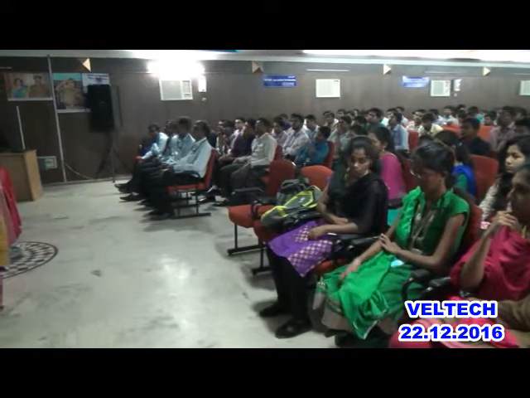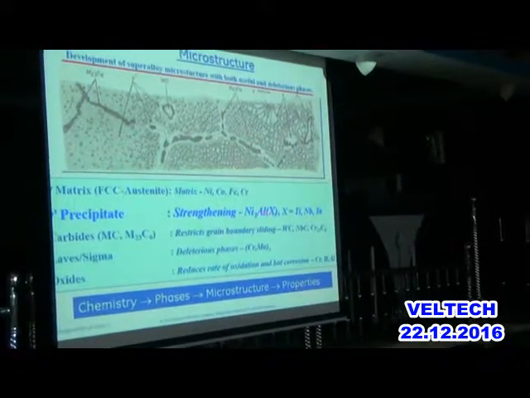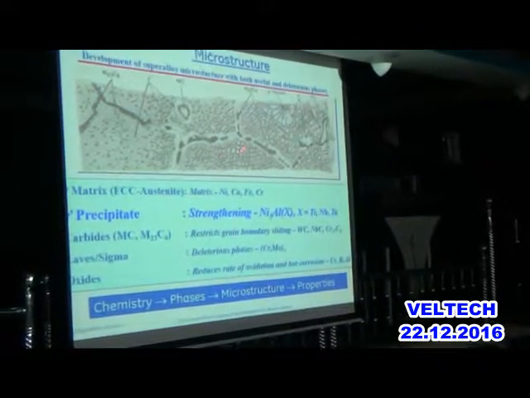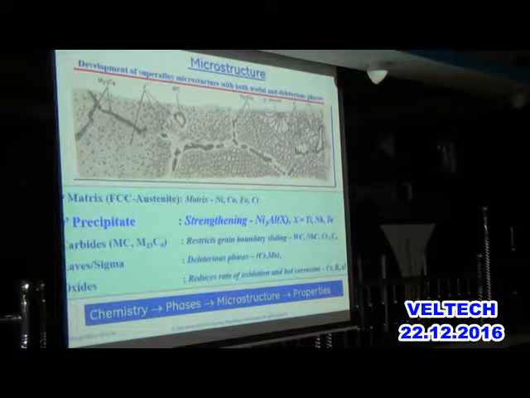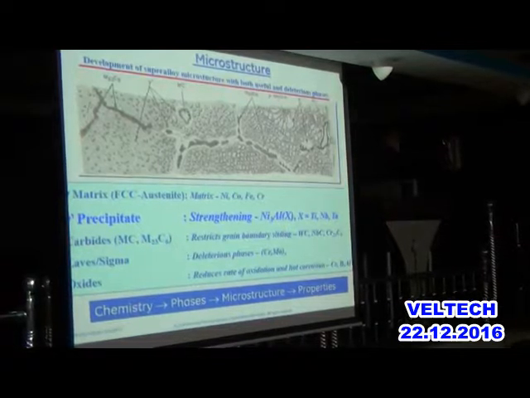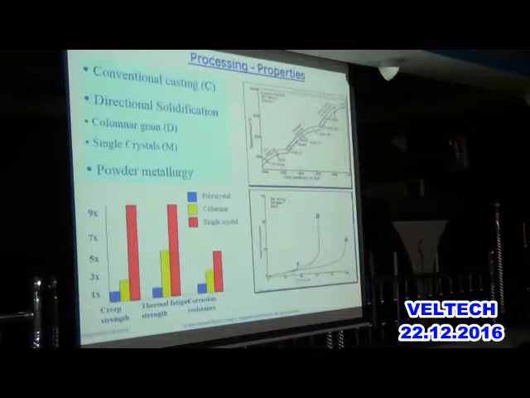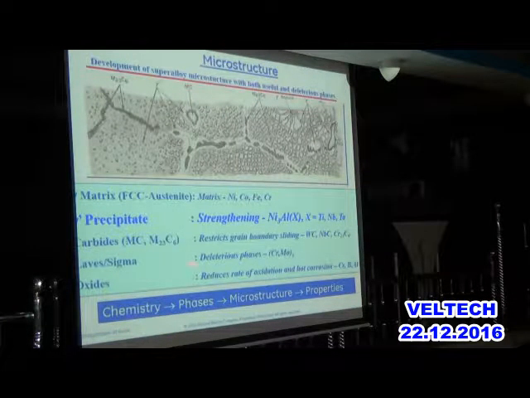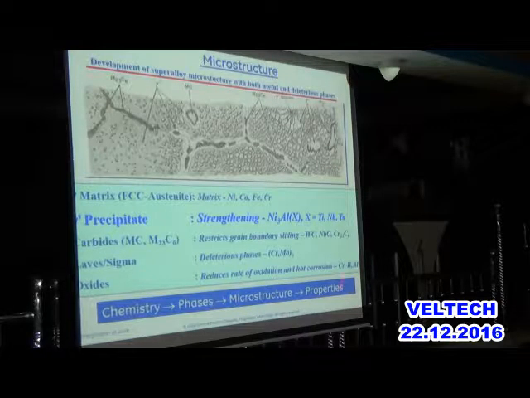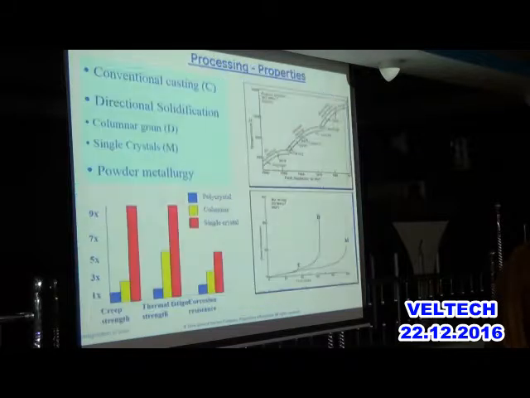As I told you, the main claim to fame of today's flying engine, in terms of material requirement, is this nickel and aluminum precipitate, whose picture I showed you, these tiny cuboidal precipitates that are responsible for strengthening the material against creep, against fatigue, and a little bit against hot corrosion as well. If you go to the next slide, I want to tell you that from chemistry we went to the microstructure, to the phases, and now we're going to the properties, and then we'll see the processing.